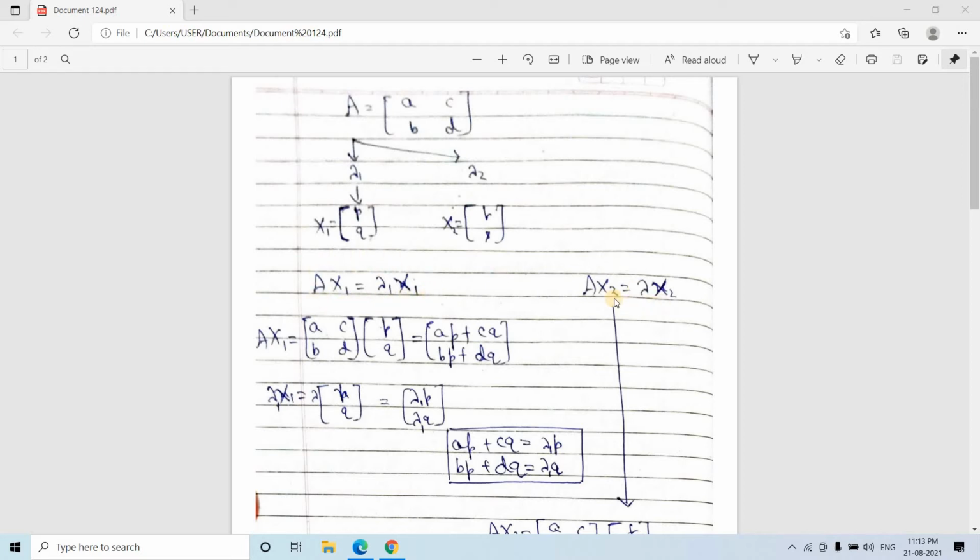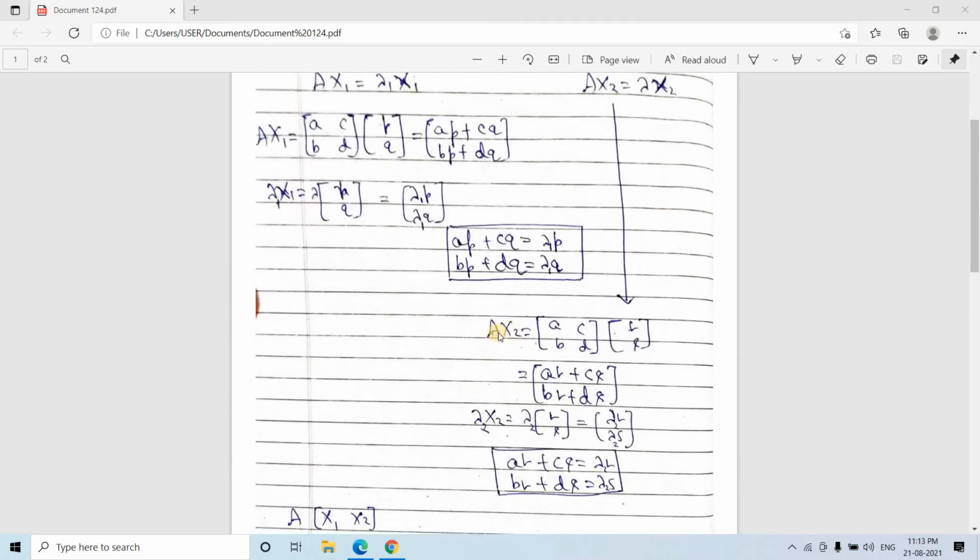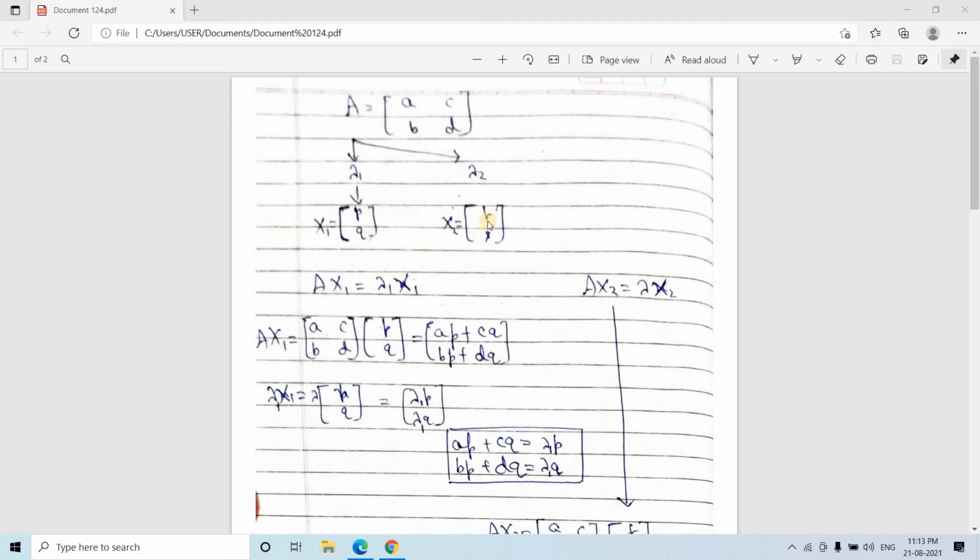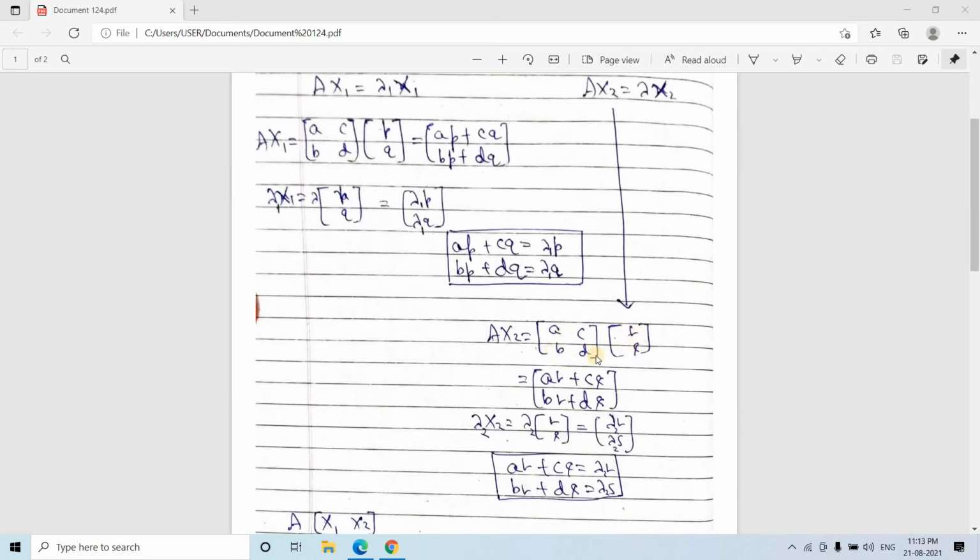Similarly, if you consider the second equation, A x2 equals lambda 2 x2, and substitute, what will we get for A x2? That is [a c; b d] times r, s, because this x2 vector we have considered as r, s. If you compute this multiplication, you get ar plus cs, and the second element is br plus ds. Sorry, here it should be A x2 equals lambda 2 x2, because for x2 the corresponding eigenvalue is lambda 2, not lambda 1. So lambda 2 x2 is lambda 2 multiplied by x2, which is r, s.